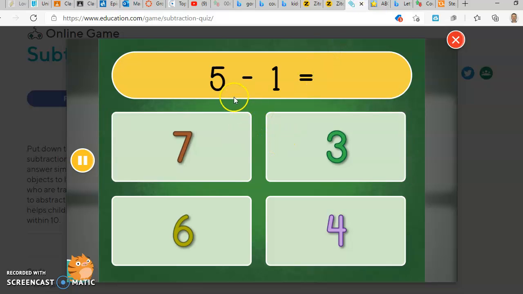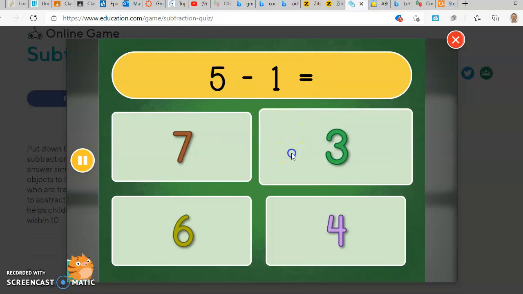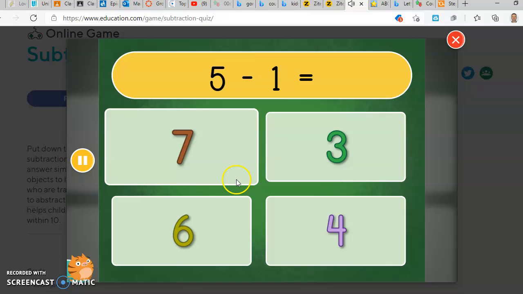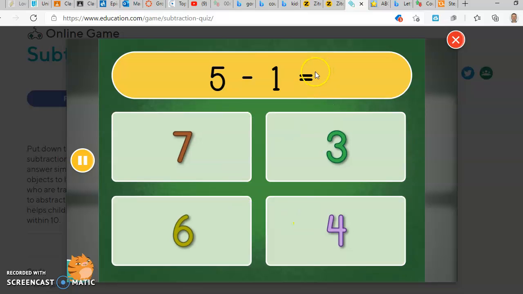Okay, so I'm looking for the 4. Oops, I hit the wrong one. I hit 3. That's not it, and it'll tell you if you hit the wrong one. So the right one is 4. So that equal sign, remember how we did the pan balance? This side equals is the same as this. So 5 minus 1, or 5 take away 1, is the same as 4.